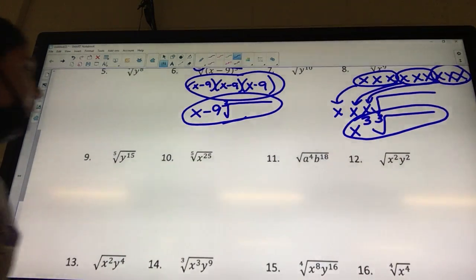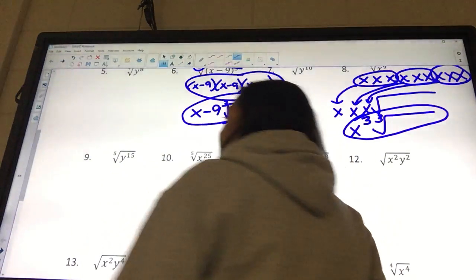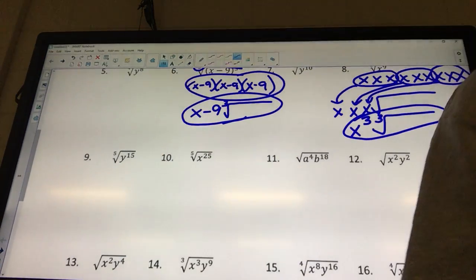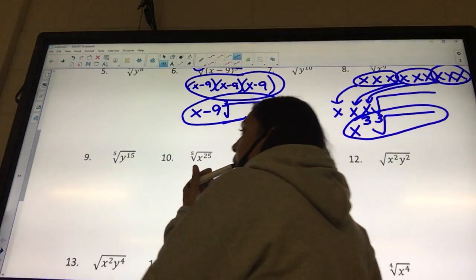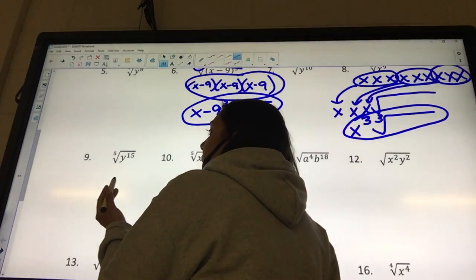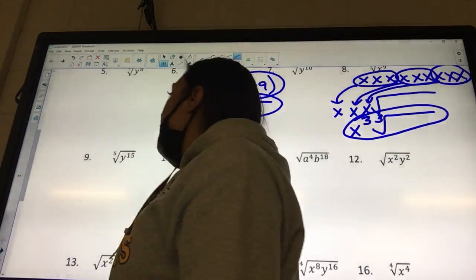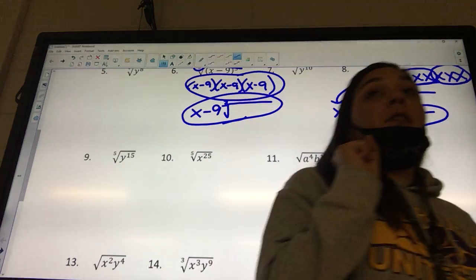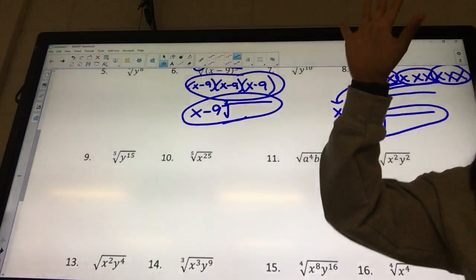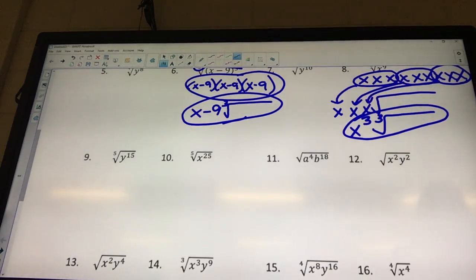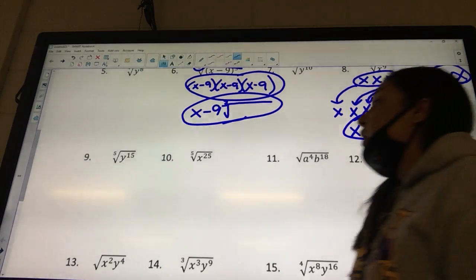Look at 9. What's my group number? 5. So how many groups of 5 could I do? 3. You can look at it like this: I have 15 y's, right? If I have to do it in groups of 5, that's one group. Another 5 is another group. How many y's have I used so far? 10. Can I get any more? Yeah, I can do a whole other group of 5. So there are 3 groups.